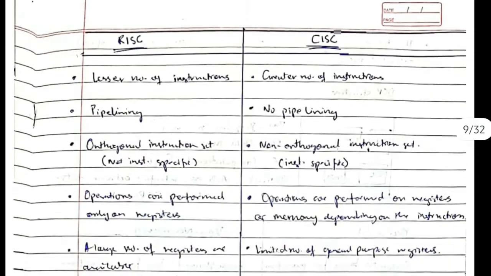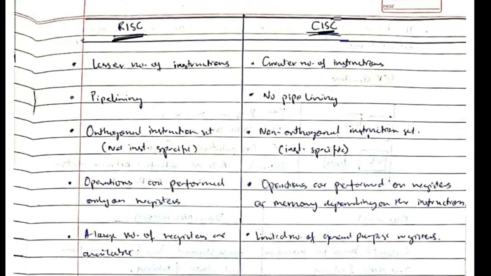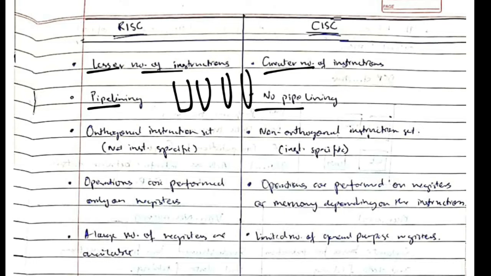Moving on, the difference between RISC and CISC. RISC means reduced instruction set computing, and CISC means complex instruction set computing. CISC has a greater number of instructions, and RISC has a lesser number of instructions. RISC uses pipelining, CISC does not use pipelining. Pipelining means performing the same tasks in parallel.